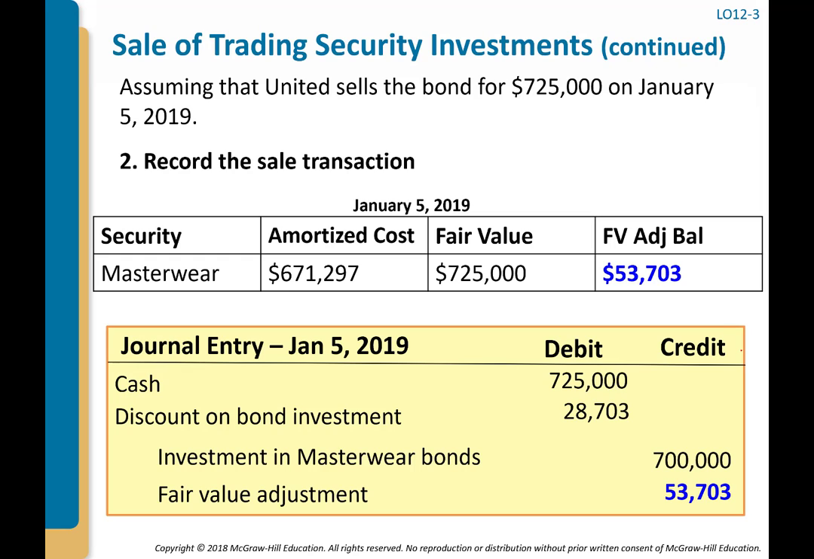So when we make the fair value adjustment of $53,703, that brings the carrying value up to $725,000. And now we sell the bond, right, for $725,000. And when we sell the bond, we debit cash for $725,000. We debit the discount for whatever's left to get rid of the discount, don't we? And then we credit the investment, because remember, we had put $700,000 in there when we first got the investment. We credit $700,000, now we're getting rid of it. And we take our fair value adjustment and credit it to get rid of it, right? And the fair value adjustment constitutes the gain that we took in 2018, the gain that we took in 2019, right?